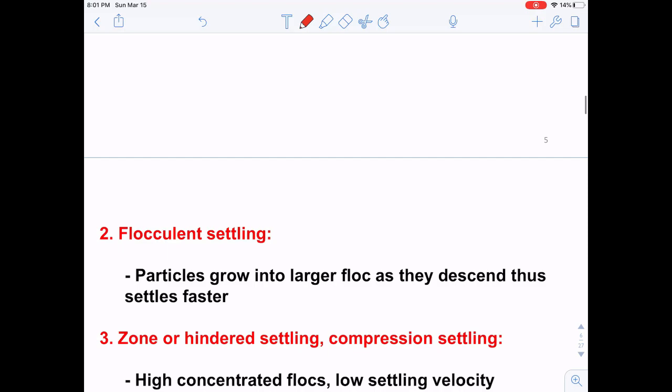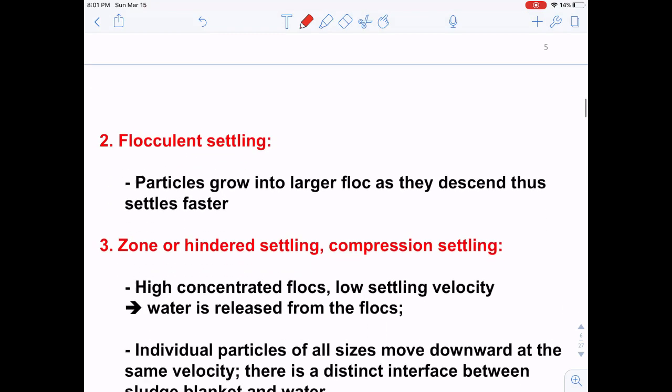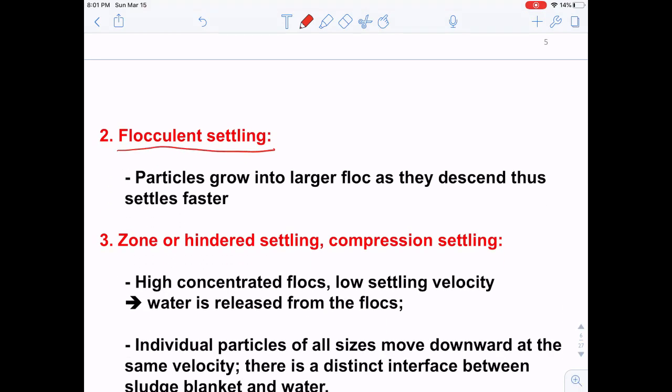All right, so this is the general idea of sedimentation, and as we have introduced, this is the first or the simplest mechanism for removing particles by sedimentation. There can also be flocculent settling. As we have introduced before, coagulation, flocculation, and clarification will generate larger particles, so the particles will grow into larger flocs as they descend to the bottom of the basin. They are going to settle faster as the particle size grows.